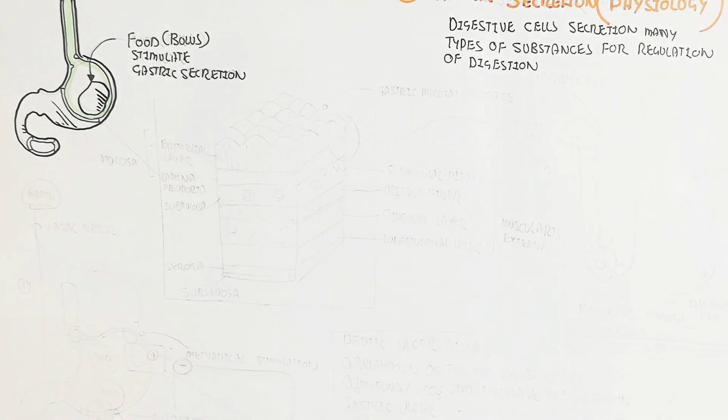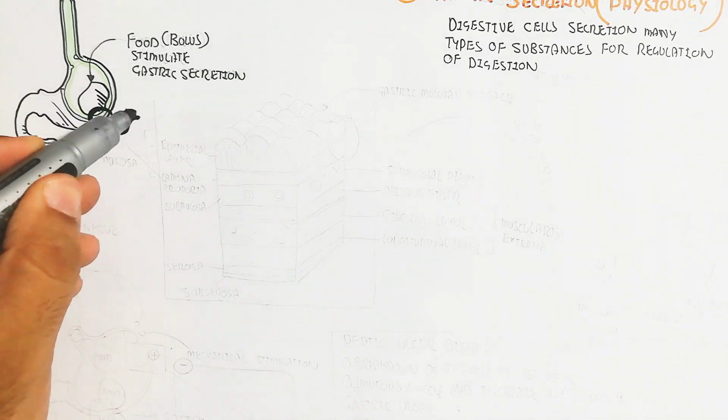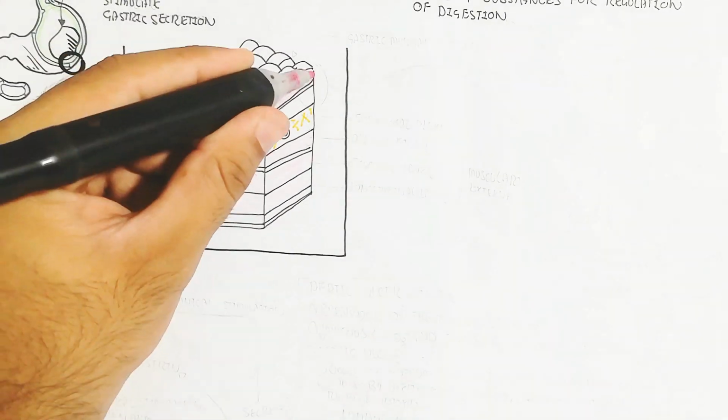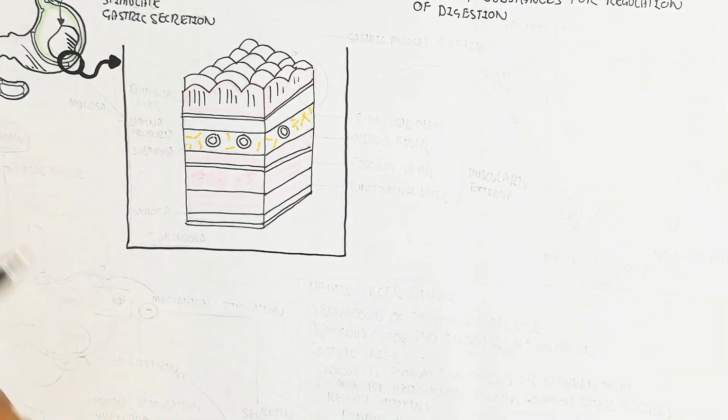This is the food bolus. It is partially digested food. It stimulates gastric secretion. Let's understand the wall of the stomach.